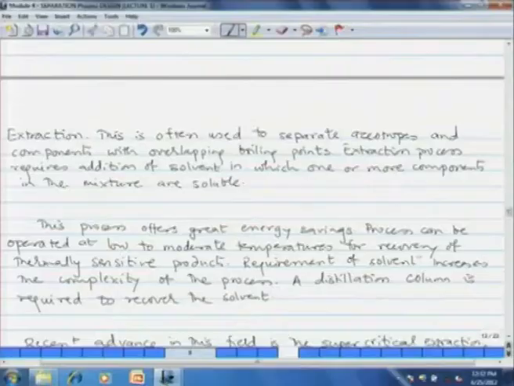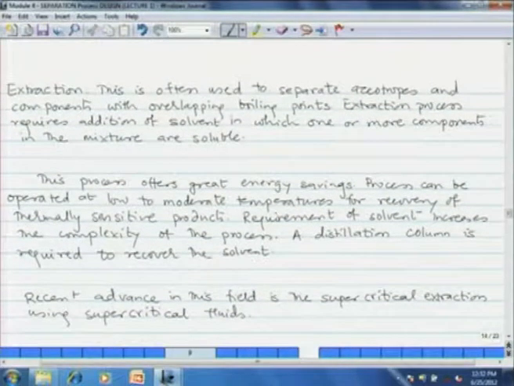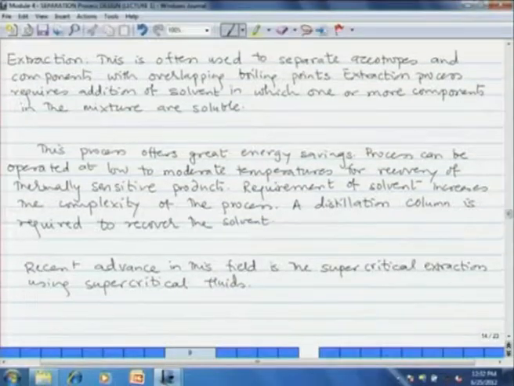Process can be operated at low to moderate temperatures for recovery of thermally sensitive products. Then requirement of solvent increases the complexity of the process. You have to very carefully study the liquid properties. It has to be heterogeneous. The ternary diagrams that we have learnt in mass transfer course help you guide selection of a suitable solvent. The recent advance in this field is that of supercritical extraction using supercritical fluids. Supercritical fluids have greater solubility or selectivity, so that they increase the extent of separation that can be achieved.